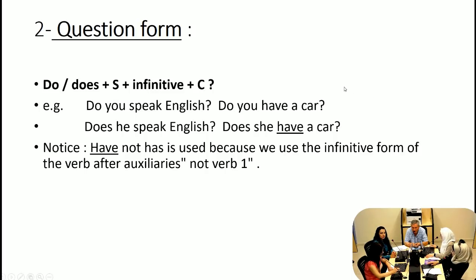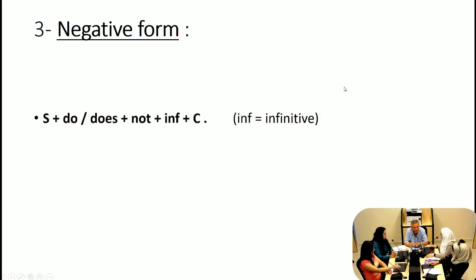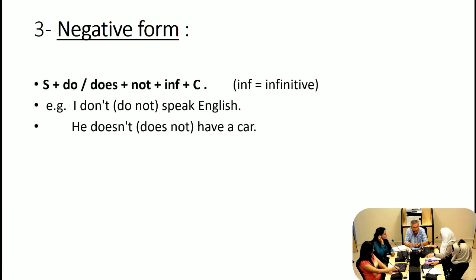Thank you. Next, Ms. Zuka. Negative form. We use not with do and does. For example, I don't or do not speak English. After that, we use the infinitive form of the verb. He doesn't or does not have a car.